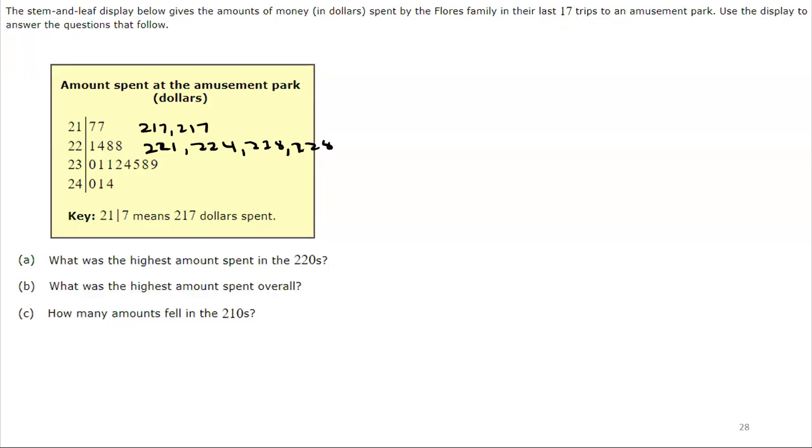All right, so let's go over this. The first one again, what was the highest amount spent in the 220s? A lot of you wrote down 228, and that is correct. What was the highest amount spent overall? We look at the bottom number here, so that would be 244. And the last one, how many amounts fell in the 210s? Well, we listed here there are two of them, 217 and 217. So that would be 2.